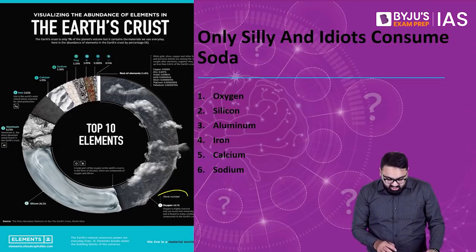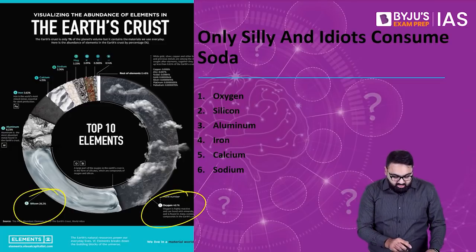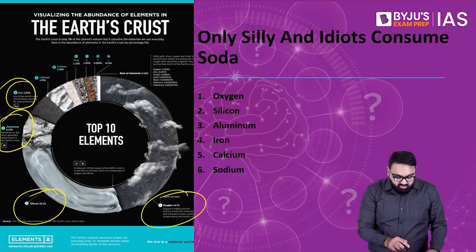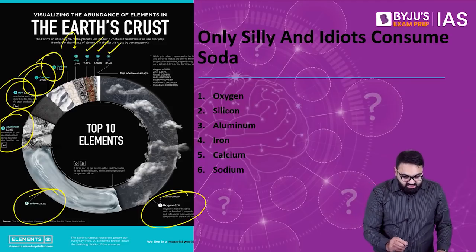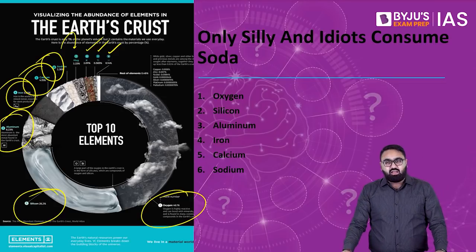As I said, first oxygen and silicon, aluminium, iron, calcium, sodium, which is followed by magnesium. Then we have phosphorus, then we have titanium, and after titanium, the last one in the top 10 is hydrogen. So these are the top 10 elements in the Earth's crust.